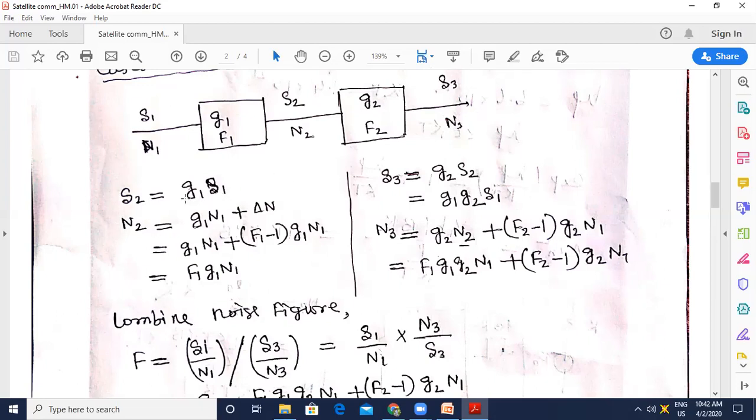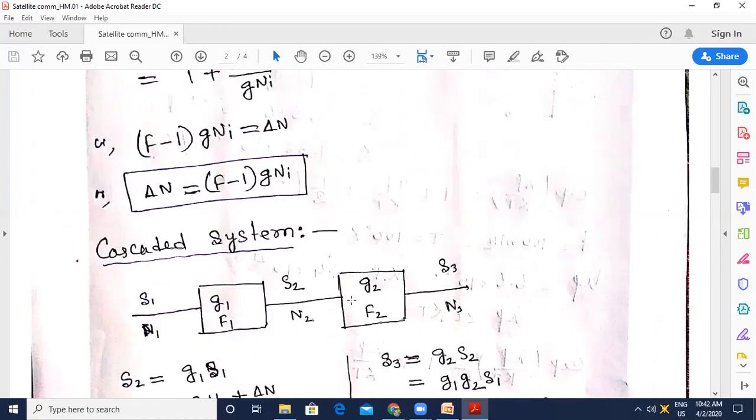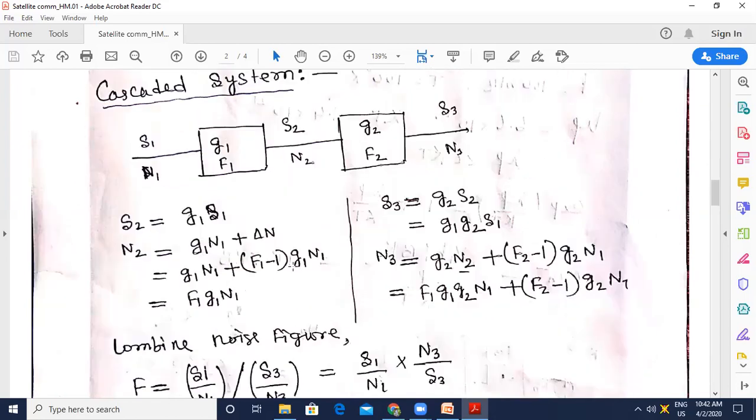So S2 is basically G1 times S1, and N2 is G1 into N1 plus delta N. Delta N is the noise introduced by this device. So G1 into N1 plus delta N means, as we had earlier, (F1 minus 1) into G1 into N1 added to G1 into N1. So ultimately we'll have F1 G1 into N1.